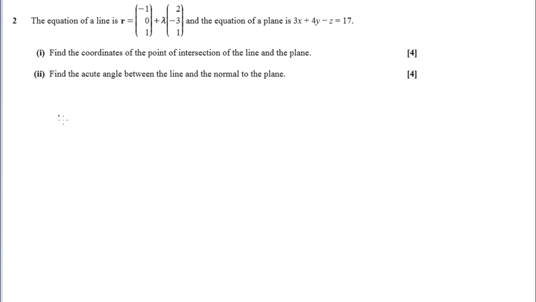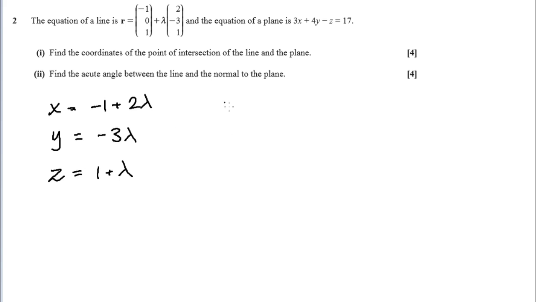What you need to do is to express r in terms of the x, y, and z coordinates. So the x would be -1, add 2 lots of lambda, y would be equal to just -3 lambda because it's 0 in front, and z will be equal to 1 plus lambda.